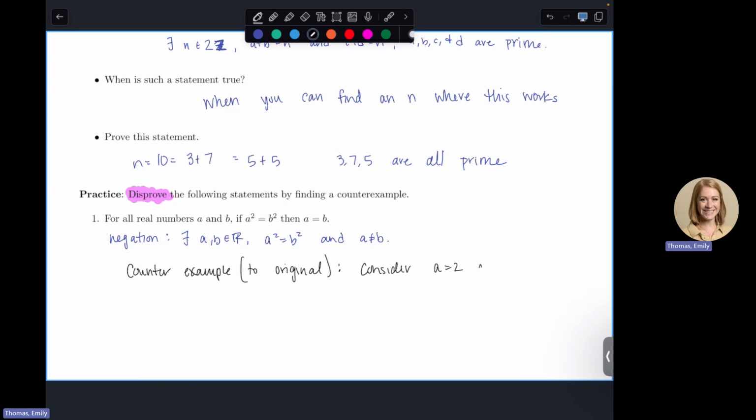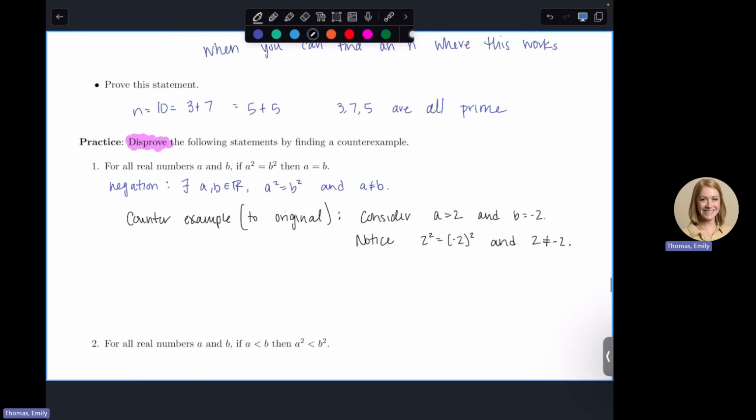Say a equal to 2 and b equal to -2. You're going to say something like, notice, I'm doing some things right now we haven't really talked about, but I will later. Notice that 2 squared equals -2 squared, and 2 does not equal -2. Okay.